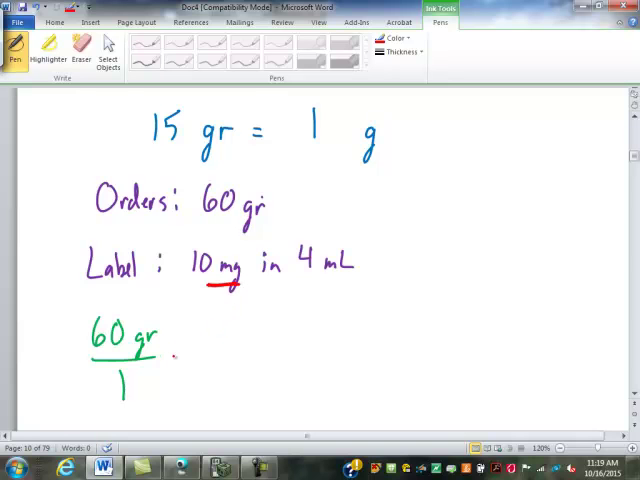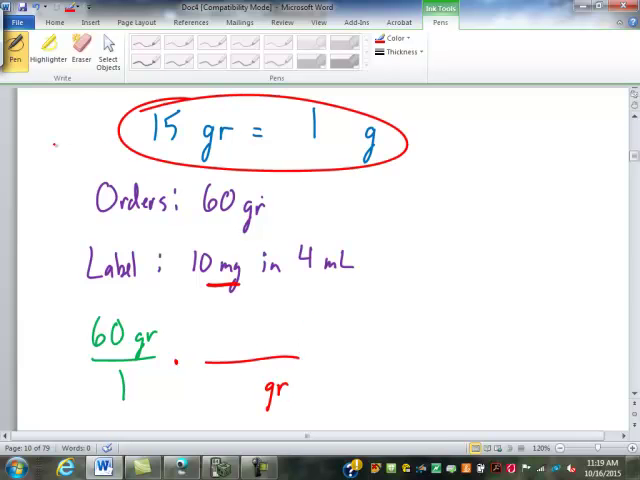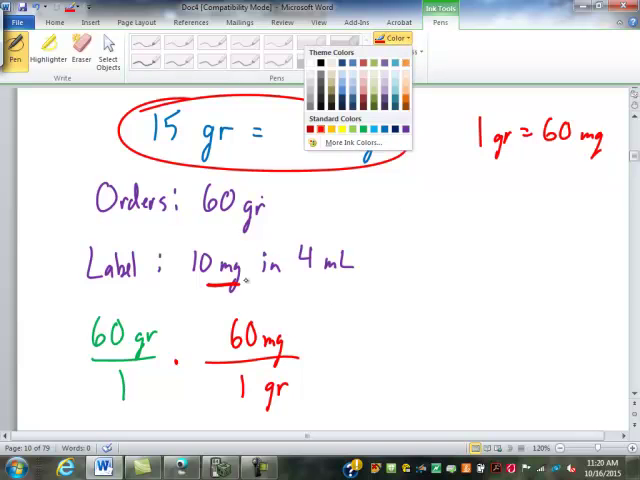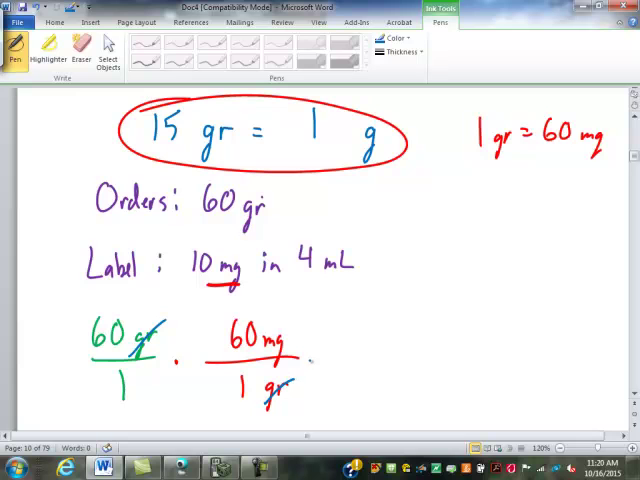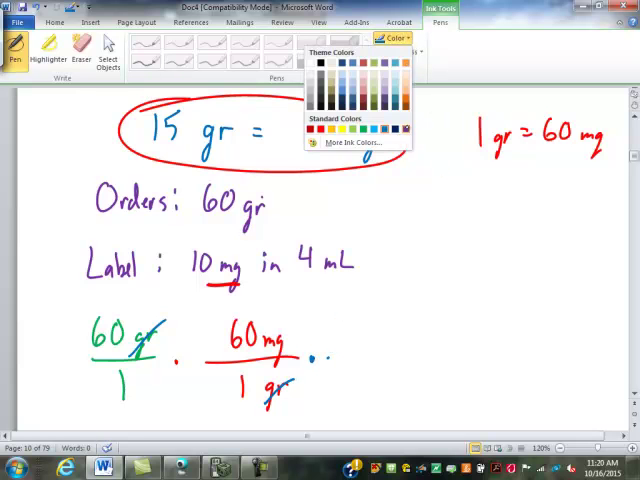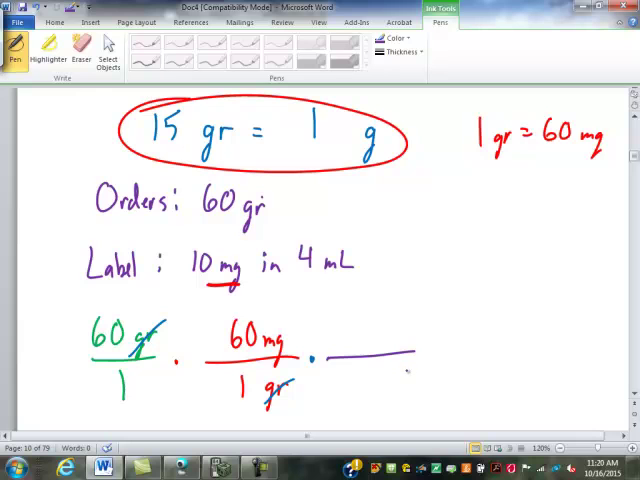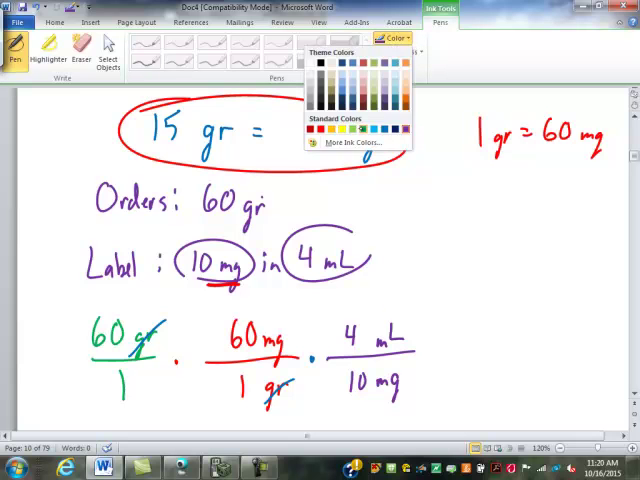Well, the only thing we can do with the grains is get rid of it. Now, I really don't want to go from grains to grams, do I? I want to go from grains to milligrams. 1 grain is 60 milligrams. So 1 grain, 60 milligrams. So now the grains have canceled out. In my next fraction, I have to get from the milligrams now to milliliters. 10 milligrams and 4 milliliters. So the milligrams are now gone.